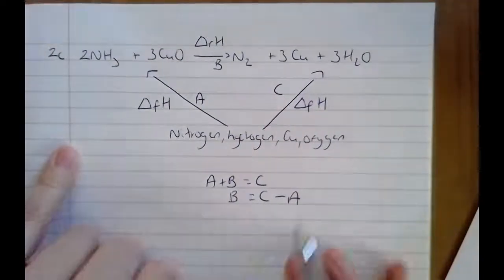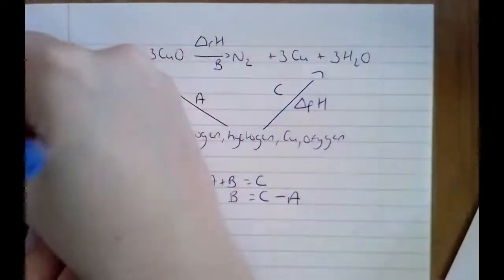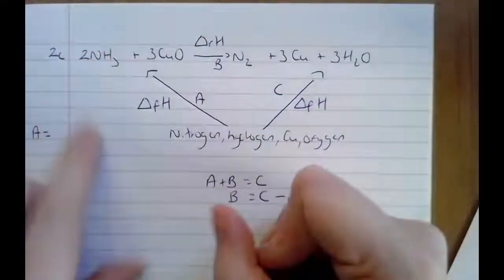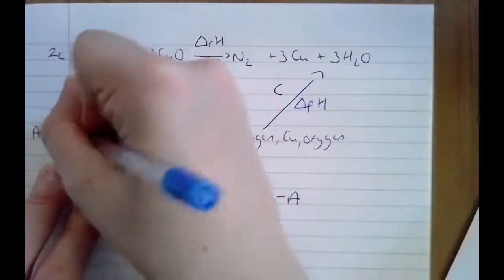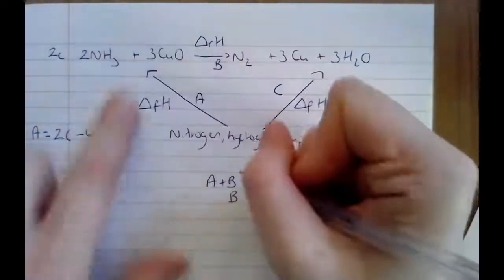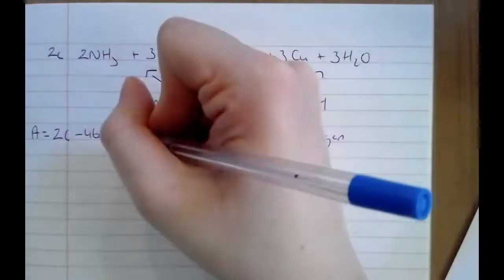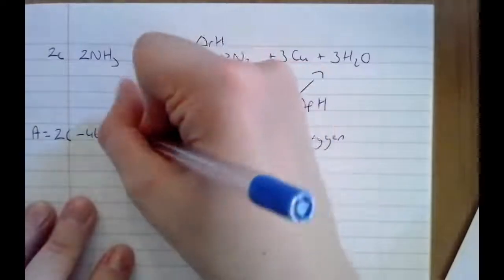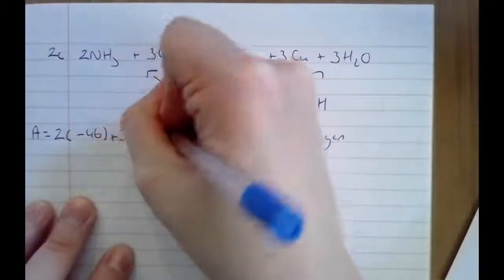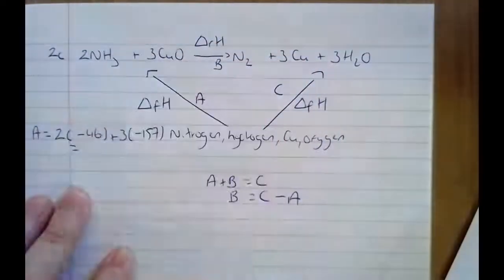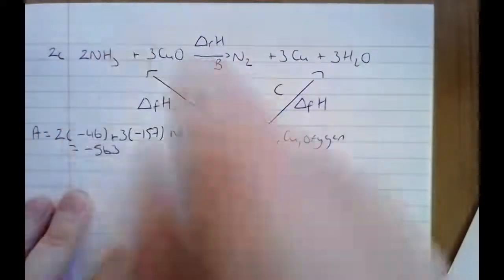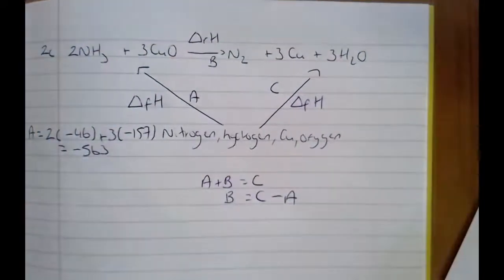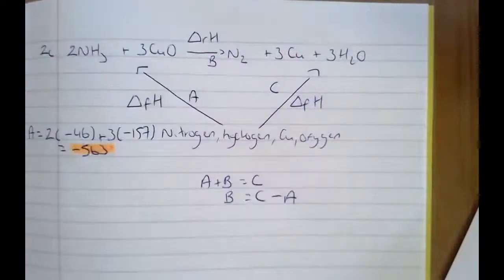Okay, so I'm going to find A first, again, using the values that they've given me in the table. I've got a big 2 again in front of the NH3, so I do use that number. So I do 2 times minus 46, plus a big 3 here in front of copper oxide. So it's going to be 3 times minus 157. I work that out and I get minus 563. And that is my answer for A, minus 563.